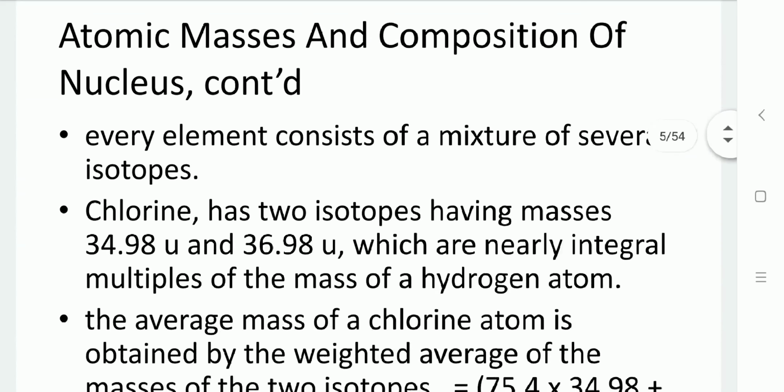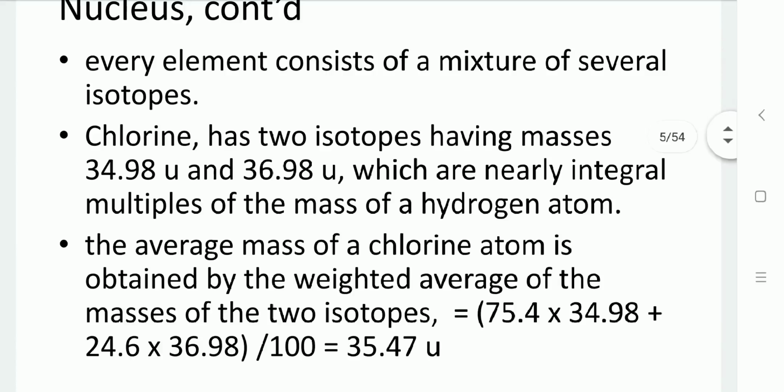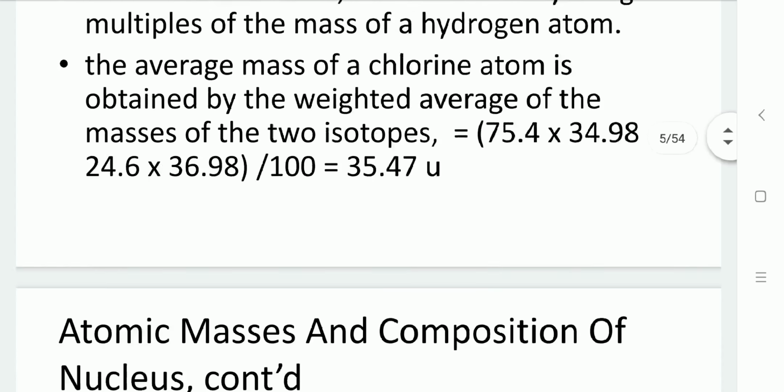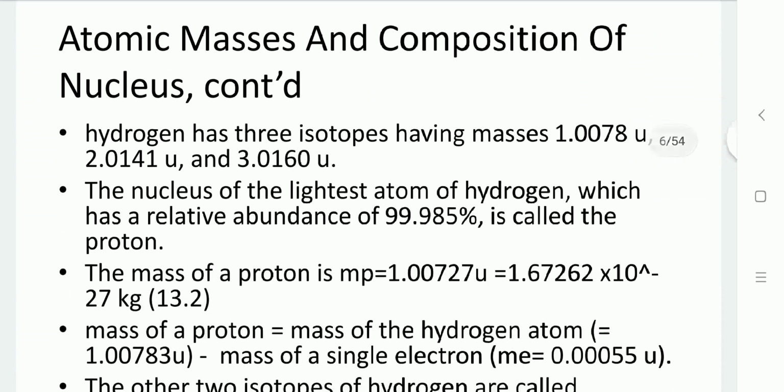Every element consists of a mixture of several isotopes. For example, chlorine has two isotopes having masses 34.98 atomic unit and 36.98 atomic unit, which are integral multiples of the mass of the hydrogen atom. To calculate the average mass of a chlorine atom, we take the weighted average of their abundance in the atmosphere: 75.4 into 34.98 plus 24.6 into 36.98, divided by 100, which gives 35.47 atomic unit.